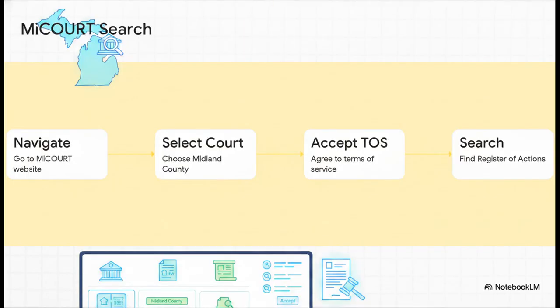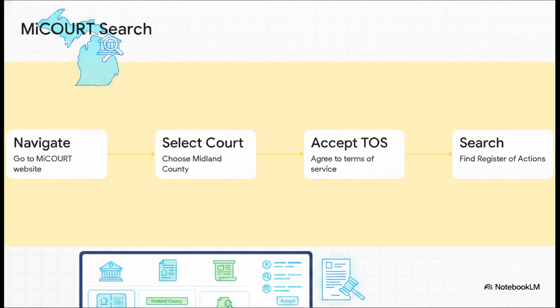Now, I gotta say, searching in Michigan is an absolute breeze compared to Texas, all because the State Court Administrative Office uses one beautifully unified system. Step 1, just go to mycourt.courts.michigan.gov/case-search. Step 2, in their directory, select Midland County and choose either the circuit, district, or probate court.